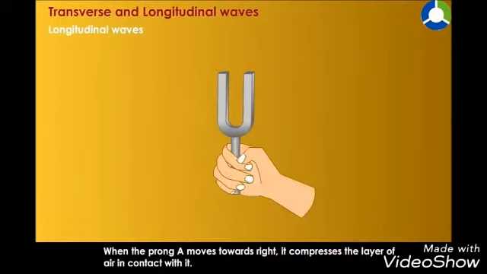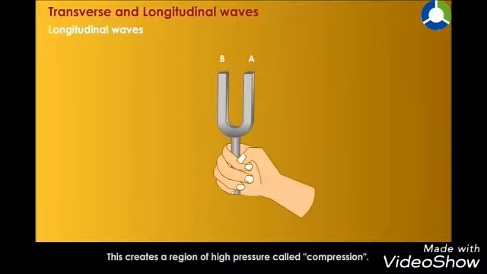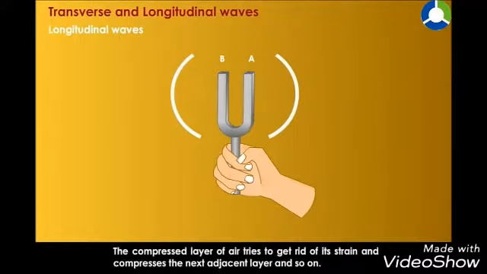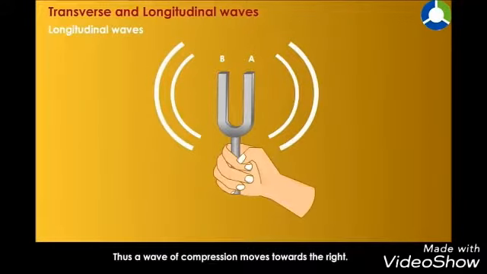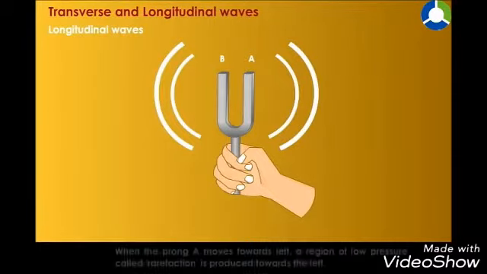When the prong A moves towards right, it compresses the layer of air in contact with it. This creates a region of high pressure called compression. The compressed layer of air tries to get rid of its strain and compresses the next adjacent layer, and so on. Thus, a wave of compression moves towards the right.